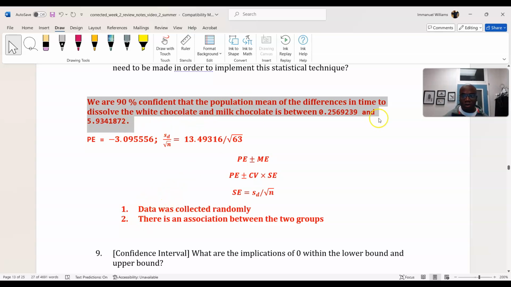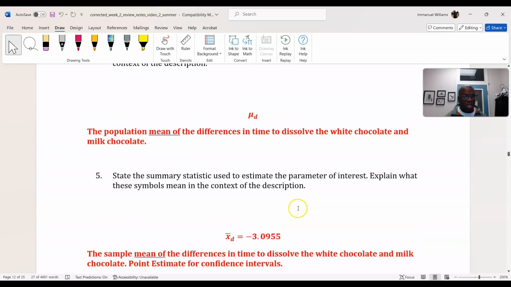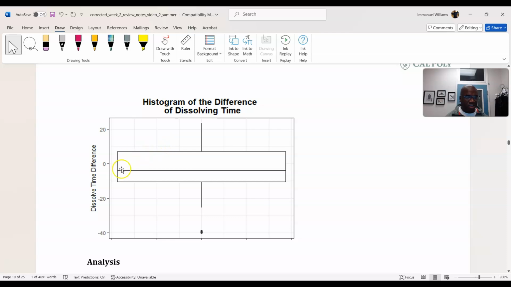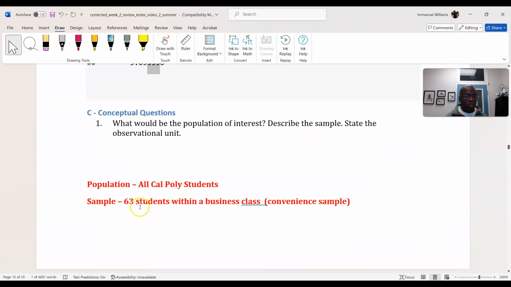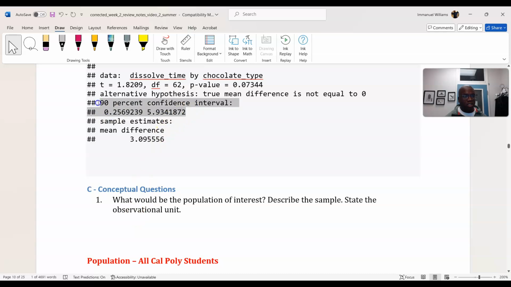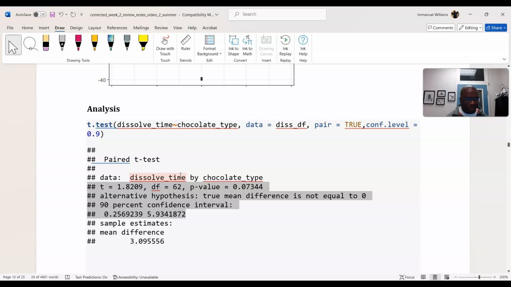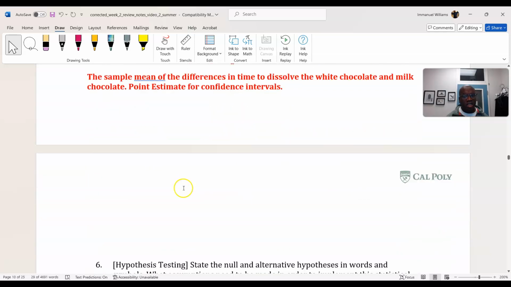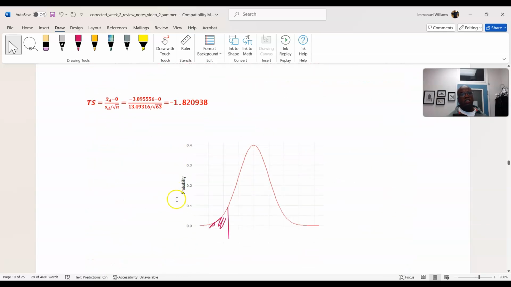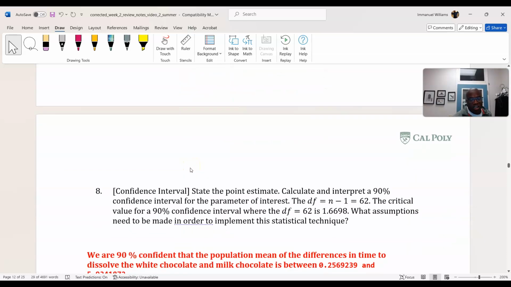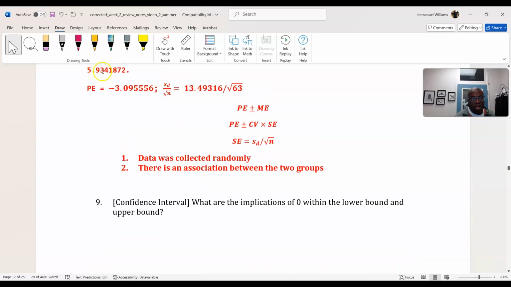And since the lower bound and upper bound are both positive, and I believe the way it was done, it's opposite. So this is positive, and in the graph it's negative, right? What that's telling me is that in both the lower bound and upper bound, this is all positive. I'm thinking, how did they calculate this? Dissolve time. I believe it's white chocolate minus milk chocolate, which indicates that it takes more time to dissolve white chocolate than it does to dissolve milk chocolate. I'll say that again. It takes more time to dissolve white chocolate than it does to dissolve milk chocolate. All right? Because both the lower bound and upper bound are positive.